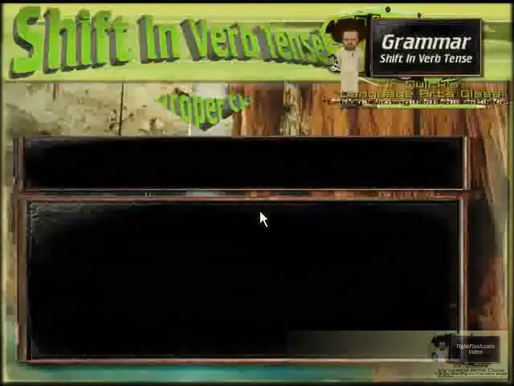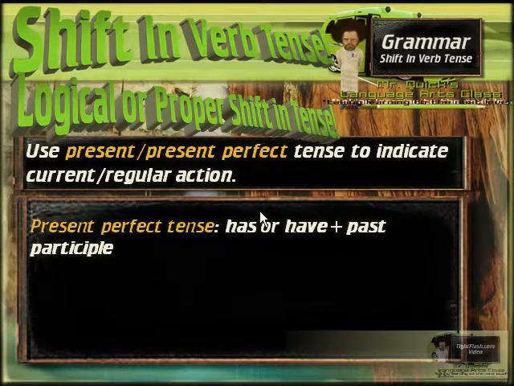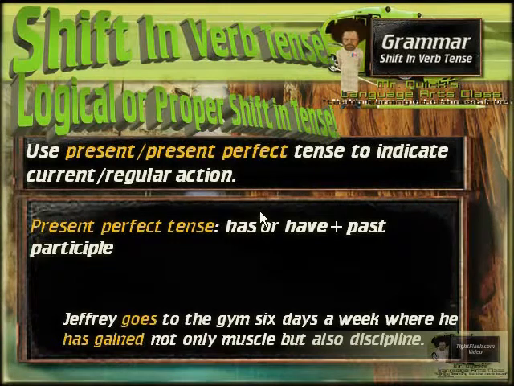Okay, let us continue here. Okay, now let's deal with some rules here. Use present perfect tense to indicate current regular action. We know that. Present perfect tense, of course, is the has or have plus the past participle.